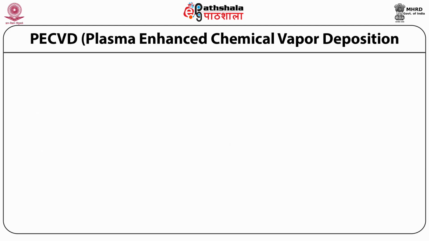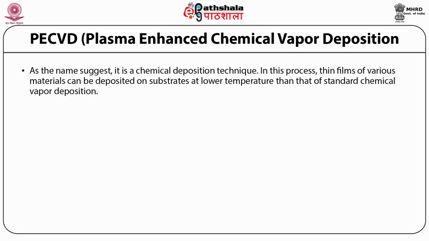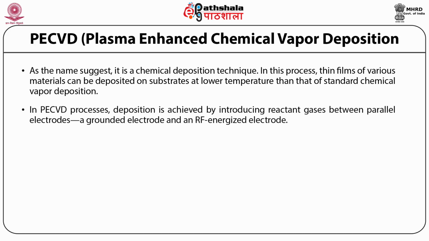Plasma enhanced chemical vapor deposition or PECVD. As the name suggests, it is a chemical deposition technique. In this process, thin films of various materials can be deposited on substrates at lower temperature than that of standard chemical vapor deposition. In PECVD processes, deposition is achieved by introducing reactant gases between parallel electrodes, that is a ground electrode and an RF energized electrode.